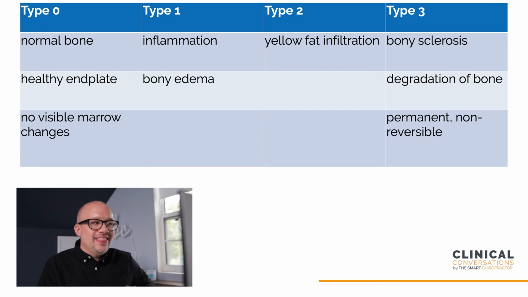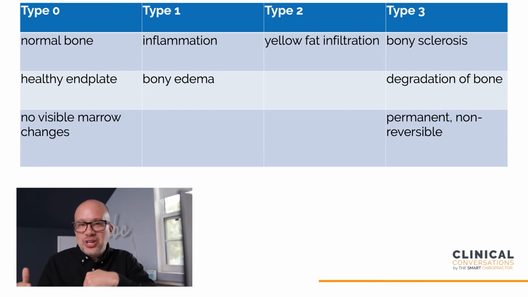Type 2, things are starting to stabilize. There is less pain associated with type 2 Modic changes. This is where we see that yellow fat infiltration into the end plate, which is also what you'll notice specifically on an MRI. And as we get towards type 3, these are super obvious, especially on an X-ray, where you have the sclerosis around the end plate, the degradation of bone, and permanent, non-reversible changes.